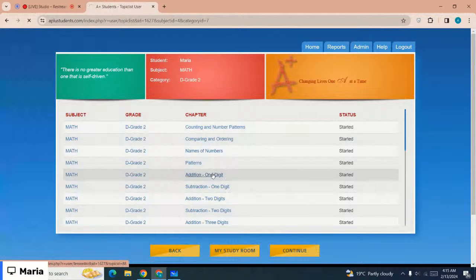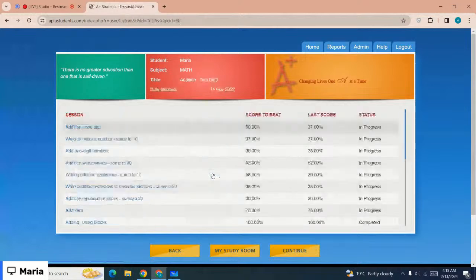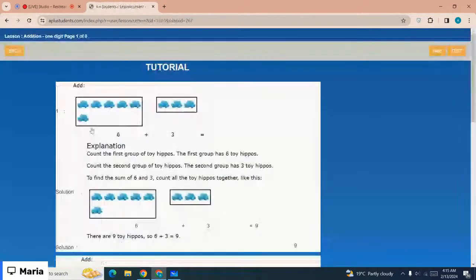So when adding things, we know how we add. We just have to count them together, right? Let's start with the first lesson, that is addition one digit. You can use any method, whatever you find easy for you. Start with the first example: you are given a set of six hippos on one side and three on the other. You need to count them together.